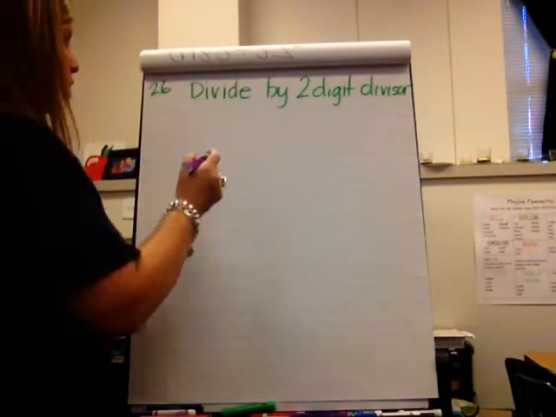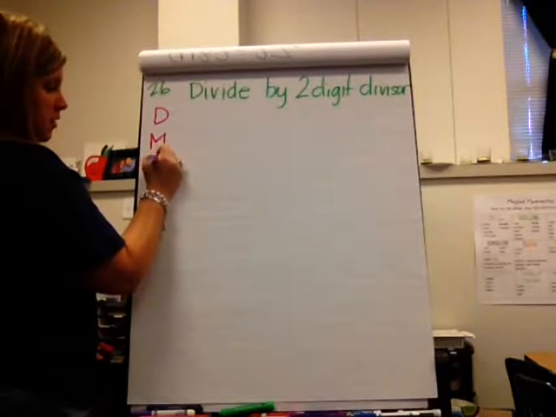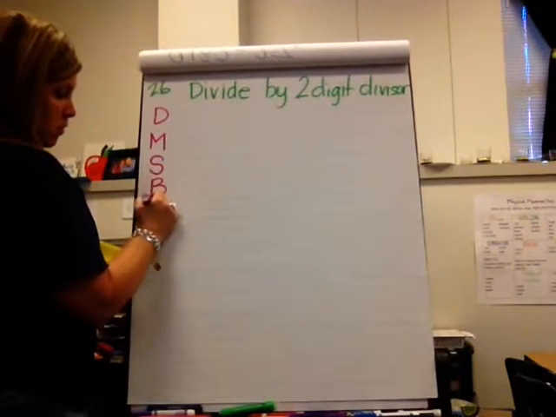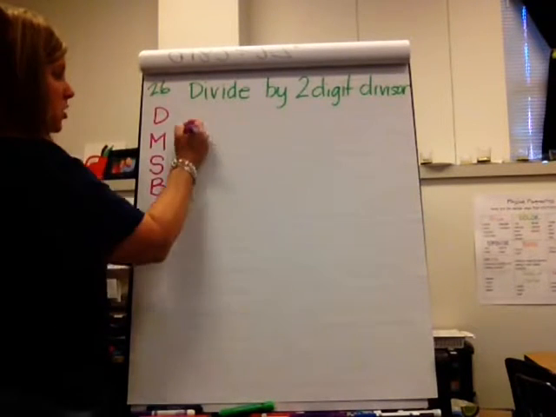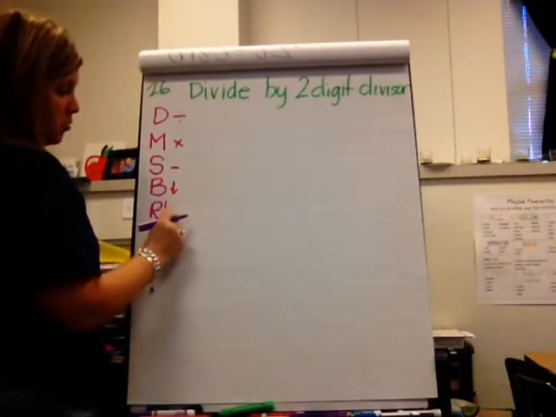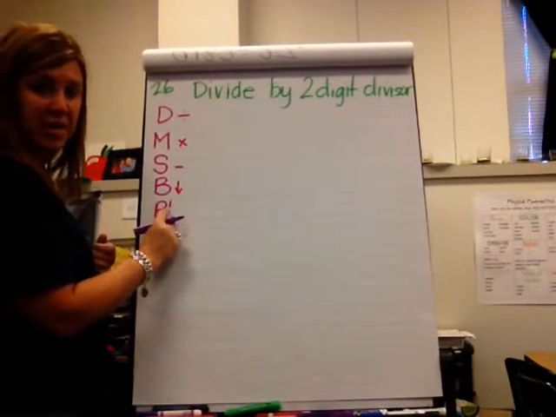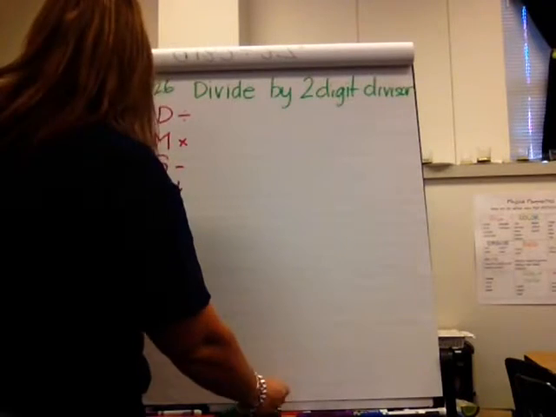So again, let me just show you. Dad, mother, sister, brother, Rover. So it's either repeat or remainder. So your steps are divide, multiply, subtract, bring down. And you're either going to be repeating it or it's going to be a remainder. Okay? So let's just go ahead.